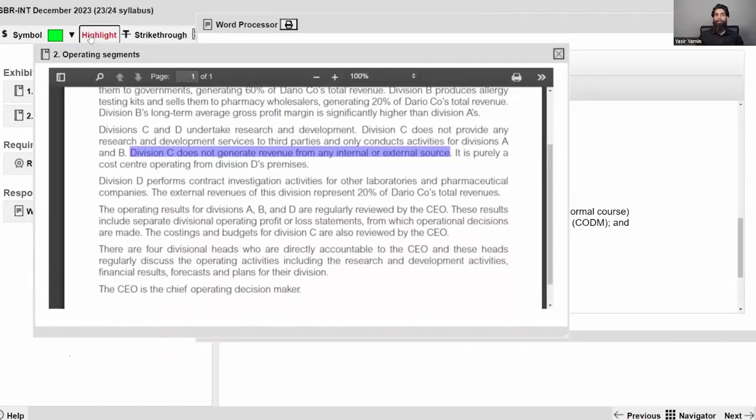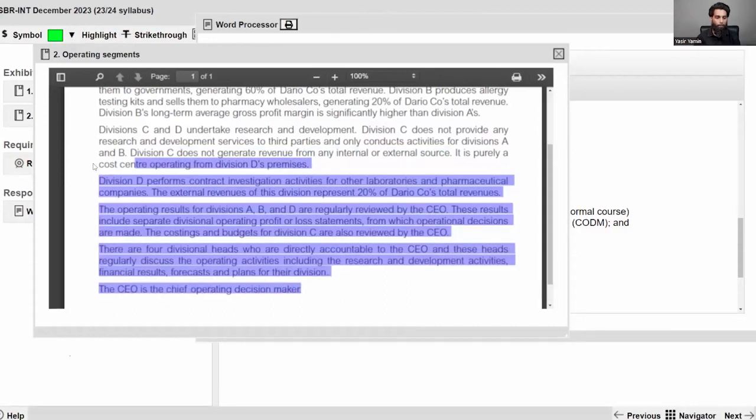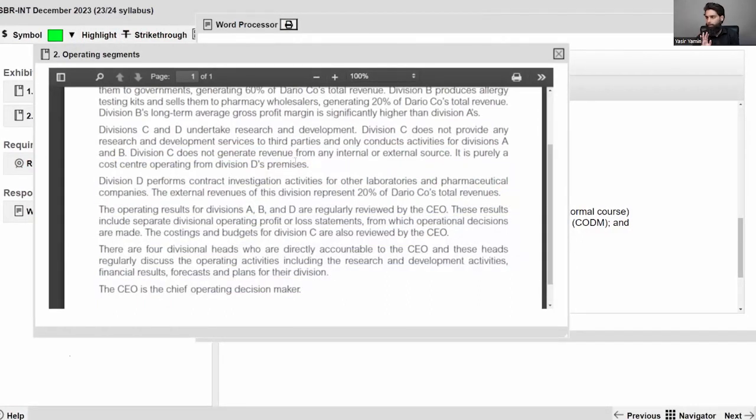It's not even a profit center. So if it does not engage in business activities, it's not an operating segment. It's just a department of your entity, just like the finance department, the marketing department, the compliance department. You do not provide operating segment disclosures for your finance department. That doesn't make any sense, right? So it's purely a cost center. Division C cannot be an operating segment, that's for sure.